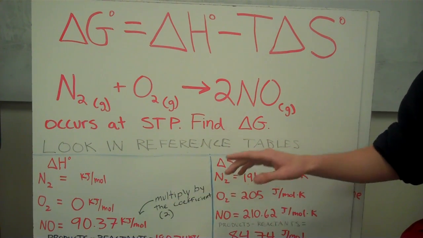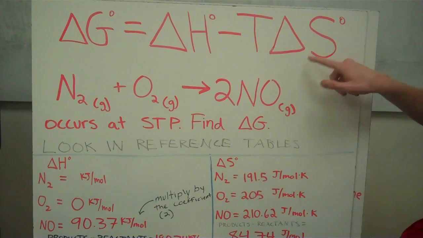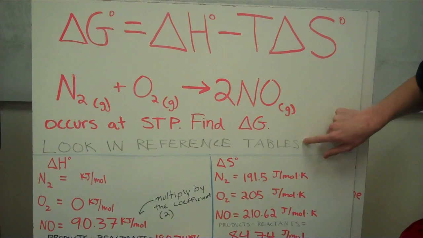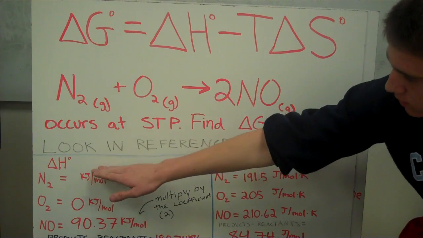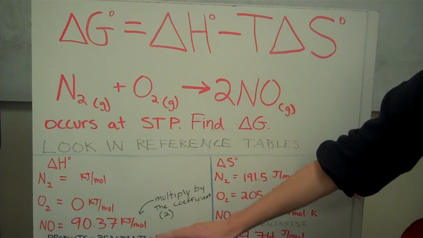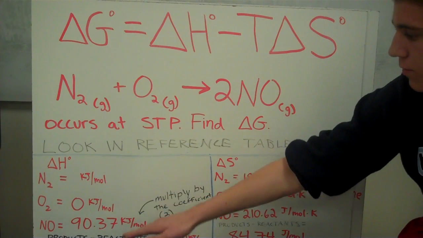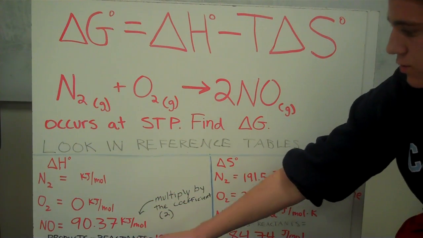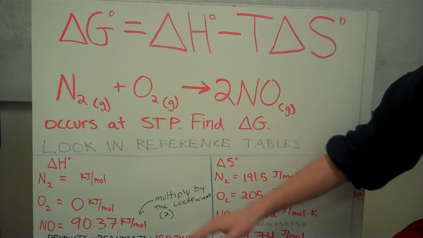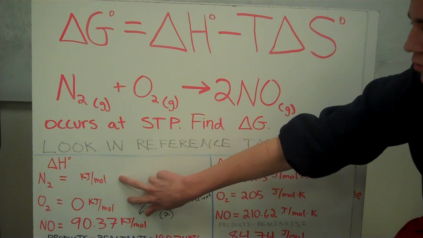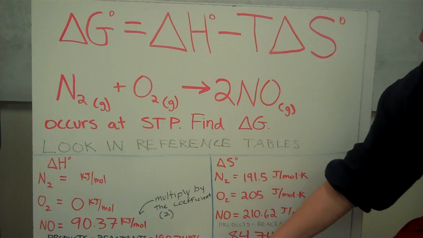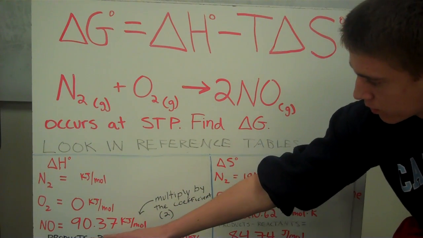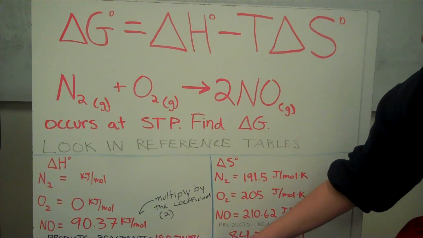Well, first we need to find delta H and our delta S value. To do this, we have to look at our reference tables. So for delta H, we look at our reference tables and find the enthalpy values for N2, O2, and nitrogen monoxide. Well, we know that N2 and O2 are in their standard states, so both their values are 0. NO happens to be 90.37 kilojoules per mole.